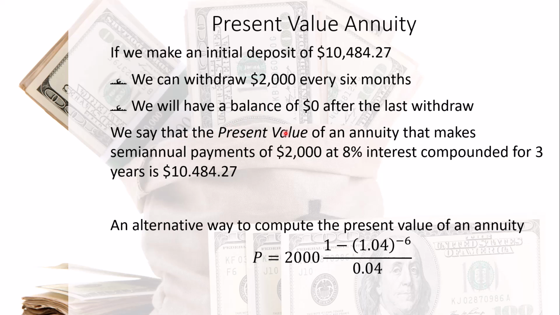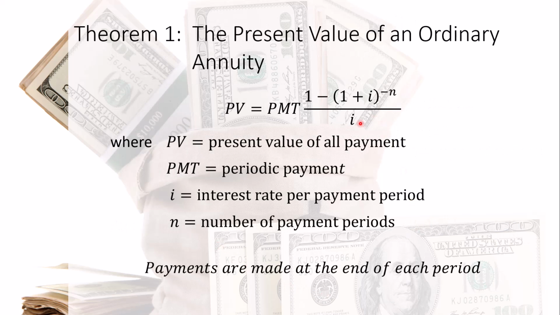So we can say that the present value of an annuity that makes semi-annual payments of $2,000 at 8% interest compounded for 3 years is $10,484.27. Another way to compute the present value of an annuity is through the use of this formula. And we're not going to talk about how to derive it. We're just going to talk about how to use it. And this brings us to our first theorem.